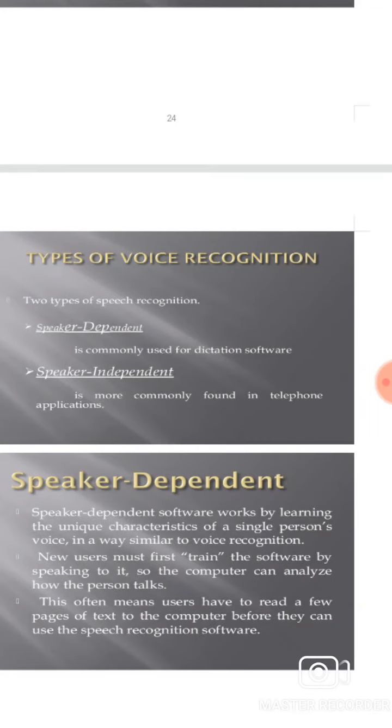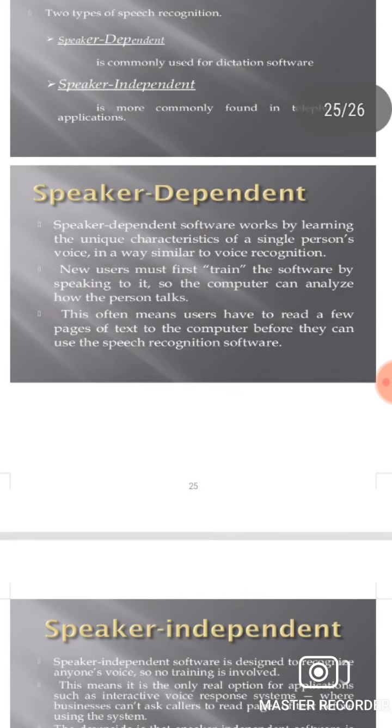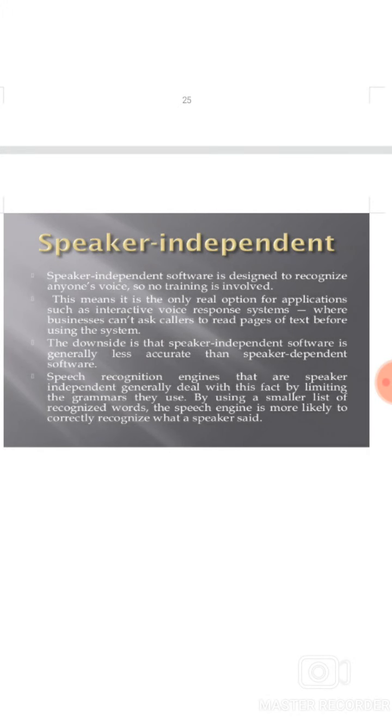Types of voice recognition: speaker dependent and speaker independent. Speaker dependent is commonly used for dictation software. Speaker independent is more commonly found in telephone applications. Speaker dependent software works by learning the unique characteristics of a single person's voice, in ways similar to voice recognition. Speaker independent software is designed to recognize any voice, so no training is involved. The downside is that speaker independent software is generally less accurate than speaker dependent software.